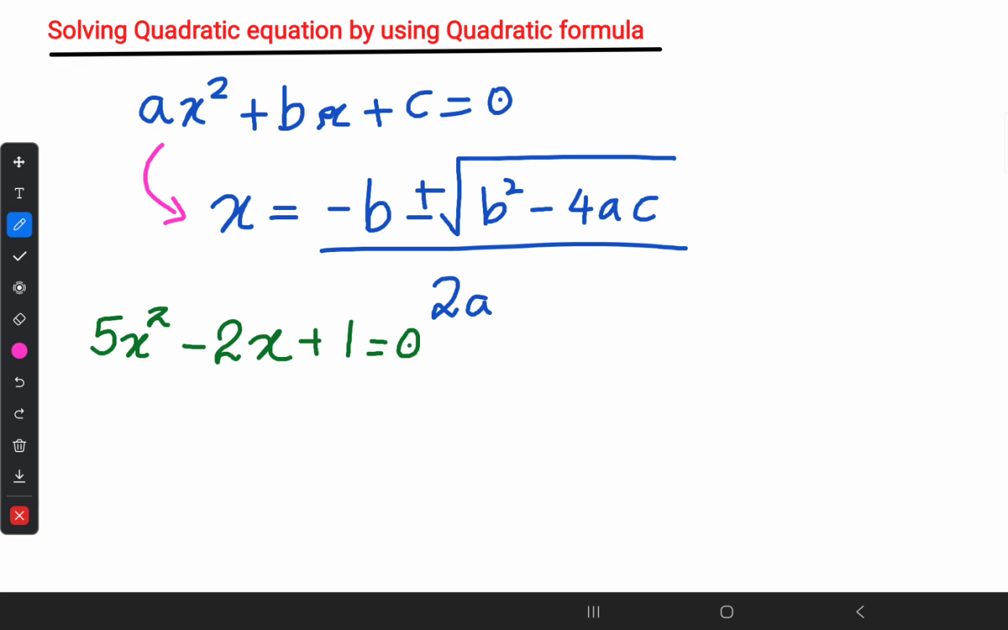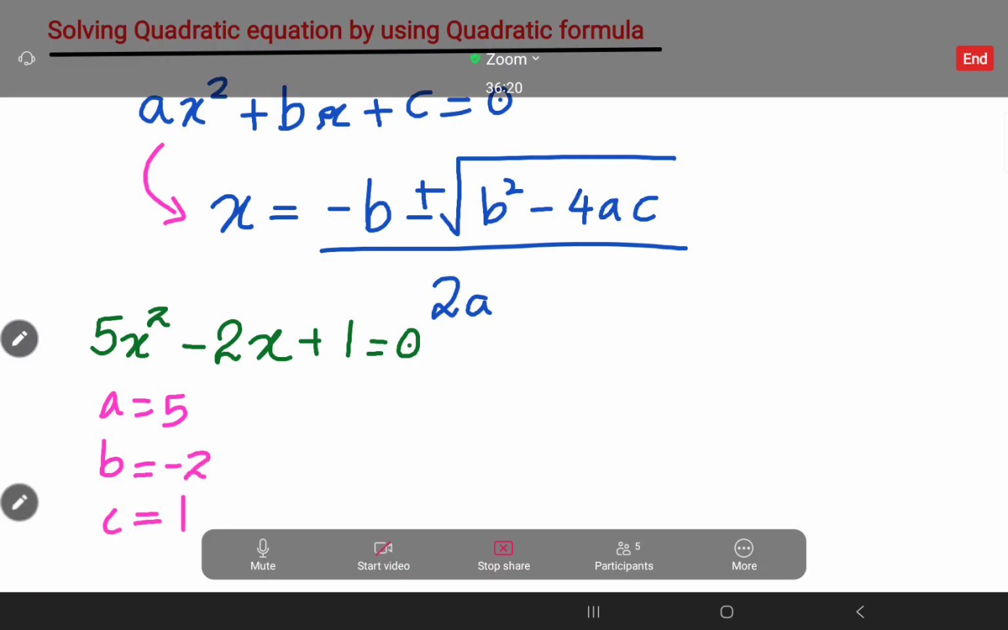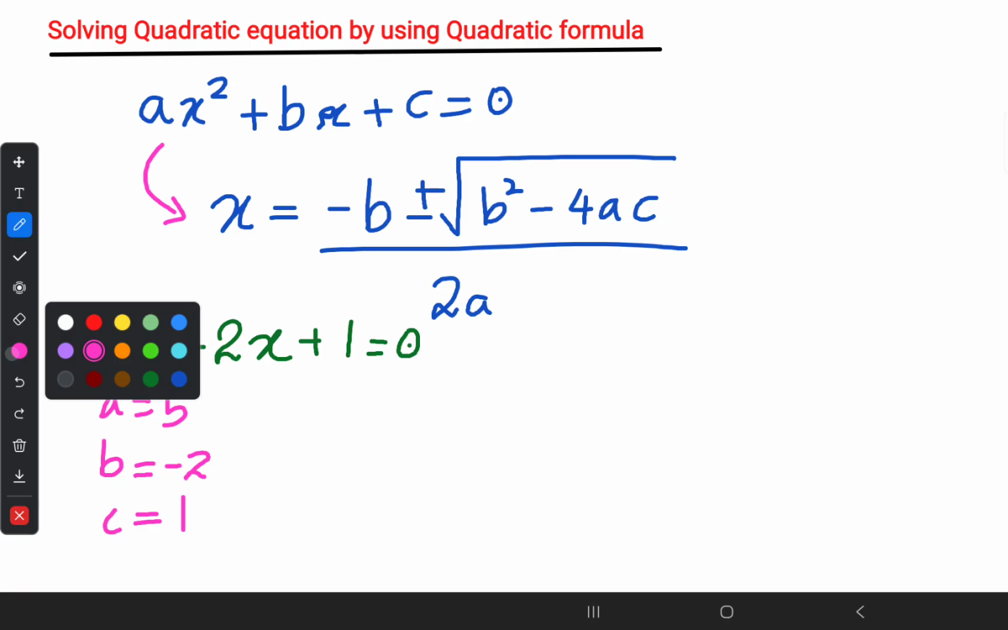First, what you need to do is identify the a, b, c values. a is 5, b value is negative 2. Okay, not only 2, it should be negative 2. And c value is 1. Thereafter, in the formula, let's substitute the a, b, c values.